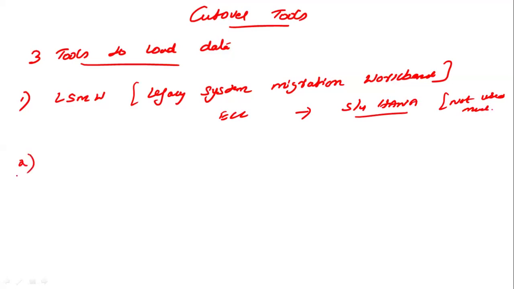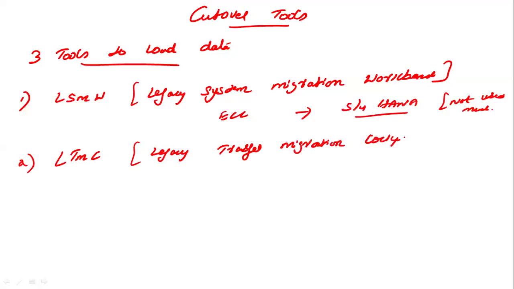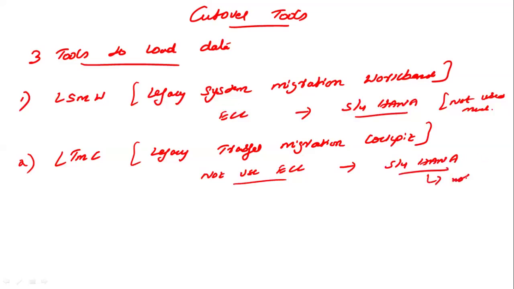Okay. Then the second tool is the LTMC tool. LTMC, this is the advanced tool what we are using now. The full form is Legacy Transfer Migration Cockpit. This is not used in ECC because it's not available in ECC, but in S4 HANA, this is mostly used because they introduced this in S4 HANA.